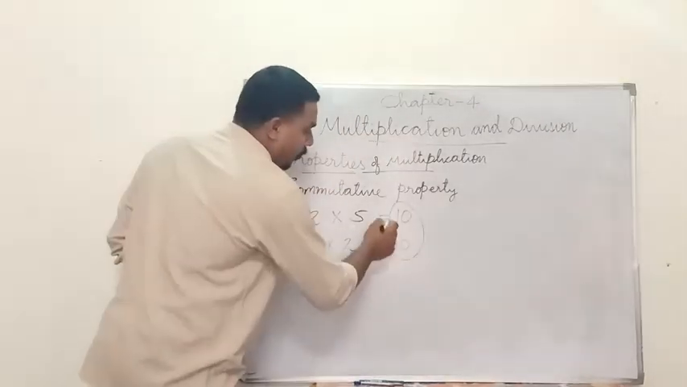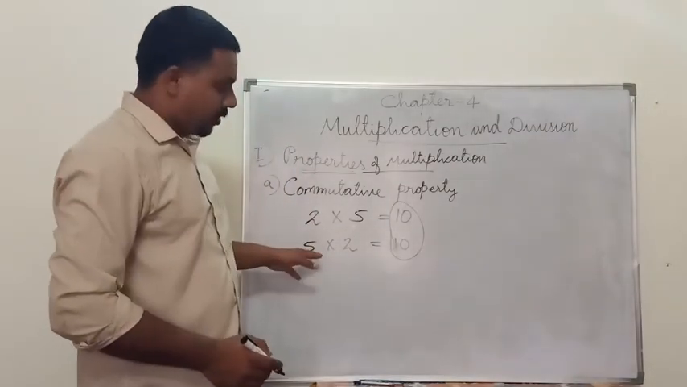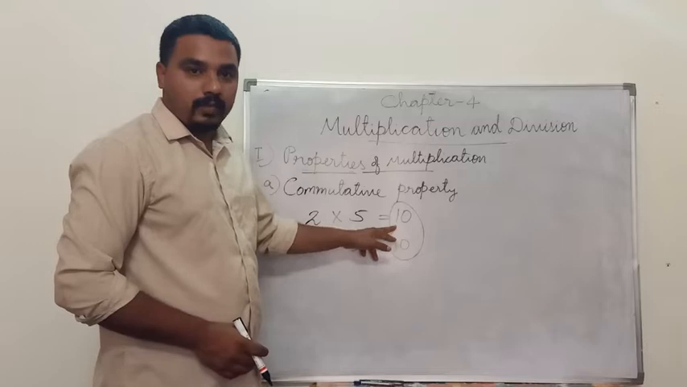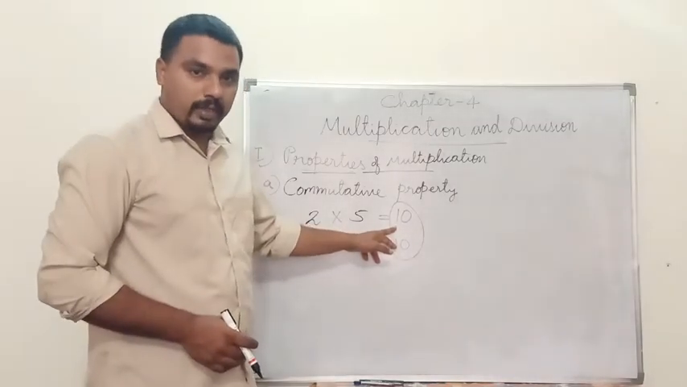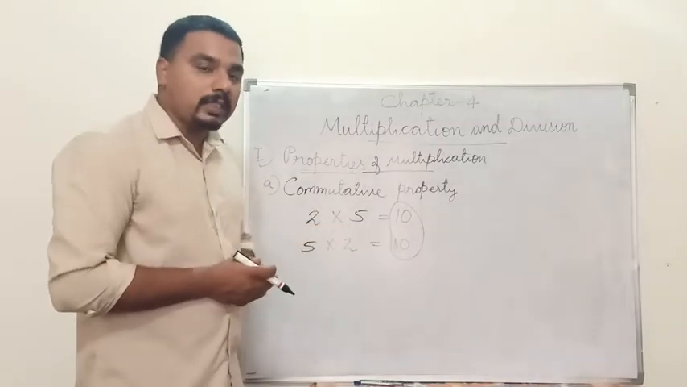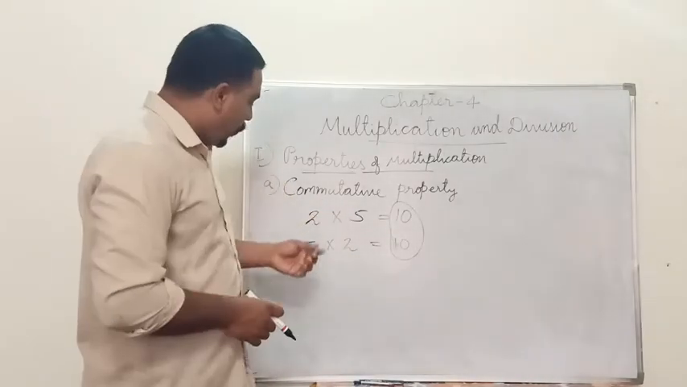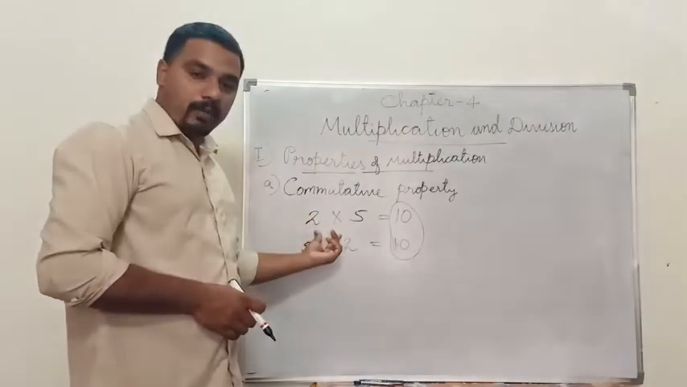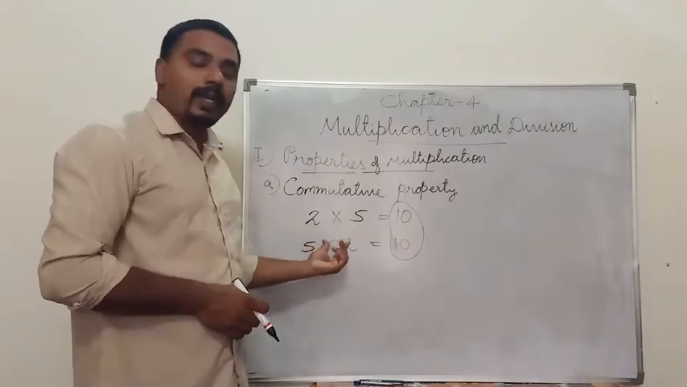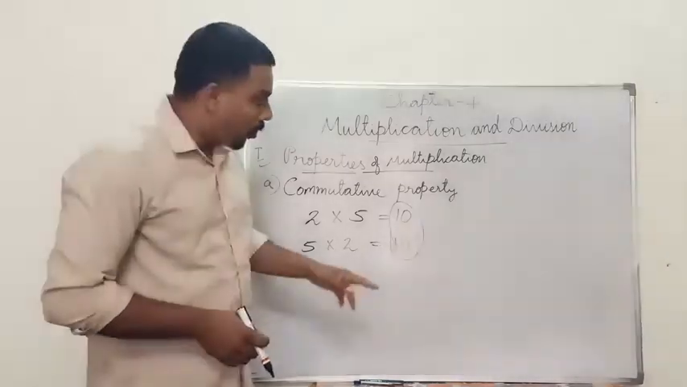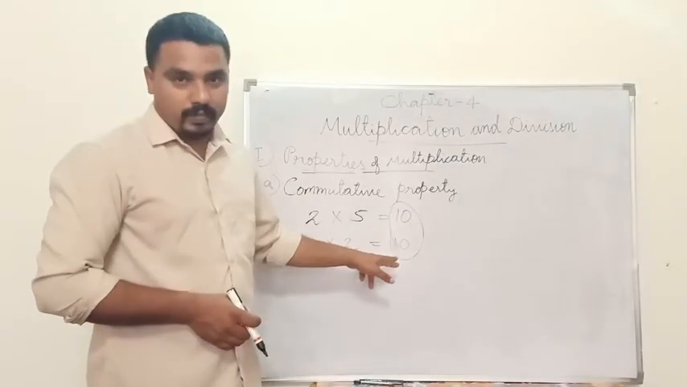So the product of these two numbers, there is no change. We have got 10 as the product. What is meant by this? This is called what? Commutative property of multiplication. When we change the order of the number, the order of multiplicand and multiplier, it doesn't affect the product. We will get the same product.